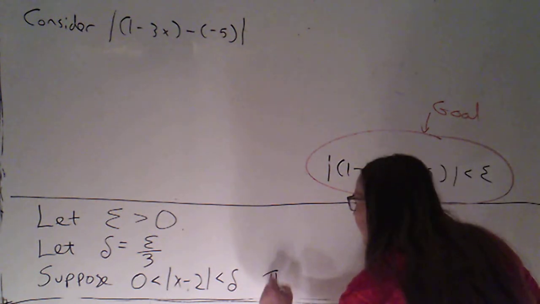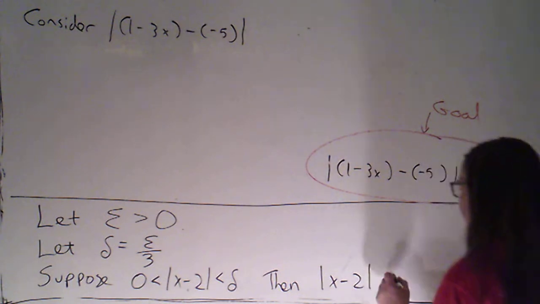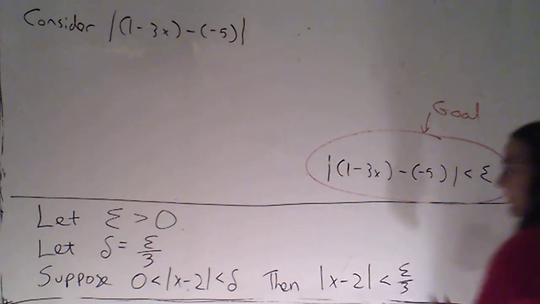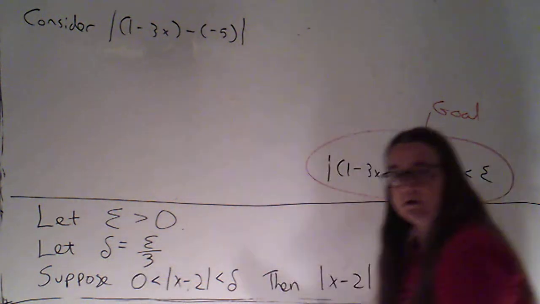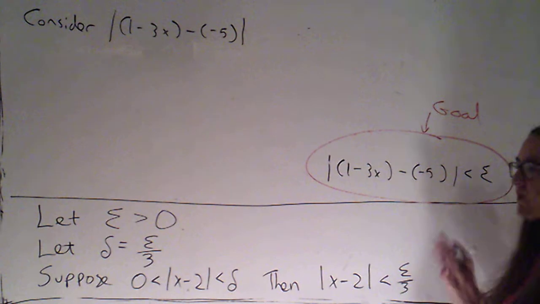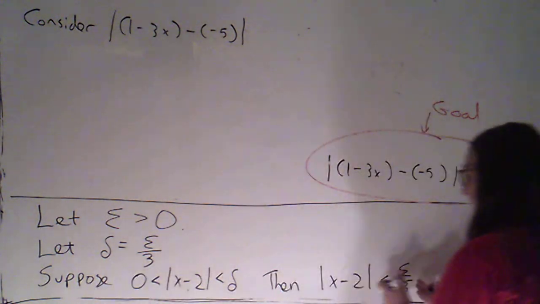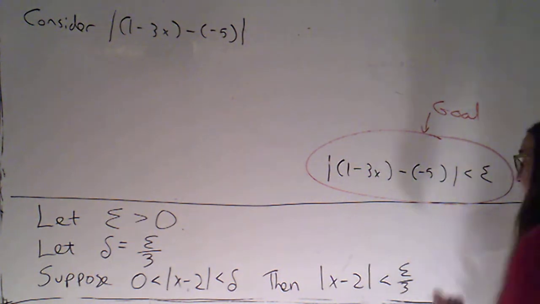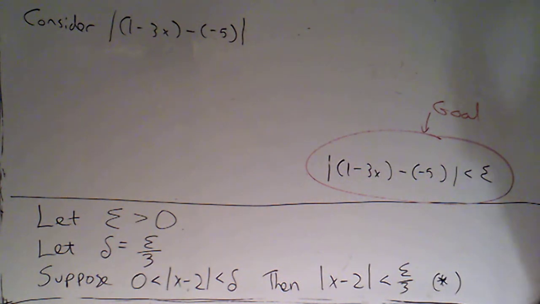So I'm just going to spell out that what this means is that the absolute value of x minus 2 is less than epsilon over 3. What happened to this part of the inequality? It's still true. This is the part that's going to be useful. So all I've done is said, hey, if this whole thing is true, then this part is true. And I've told you what delta is, so I can just plug that in. I'm going to put a little star by that because we're going to need to refer back to it later on.